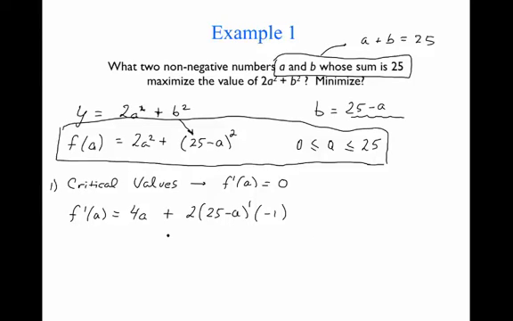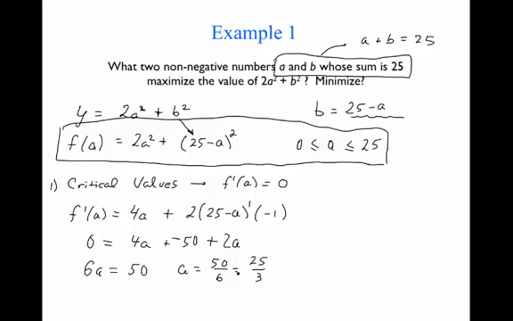Okay, and so now we want to know for which values of a it's 0 or undefined. There's nowhere here that gives undefined, so that's not a problem. So we need zeros. So 0 equals 4a plus 50 minus 2a. But those are both negative, so it'd be negative 50 and plus 2a. Make sure I did the math right. So then we get 6a equals 50, and a is 50 over 6, or 25 thirds.